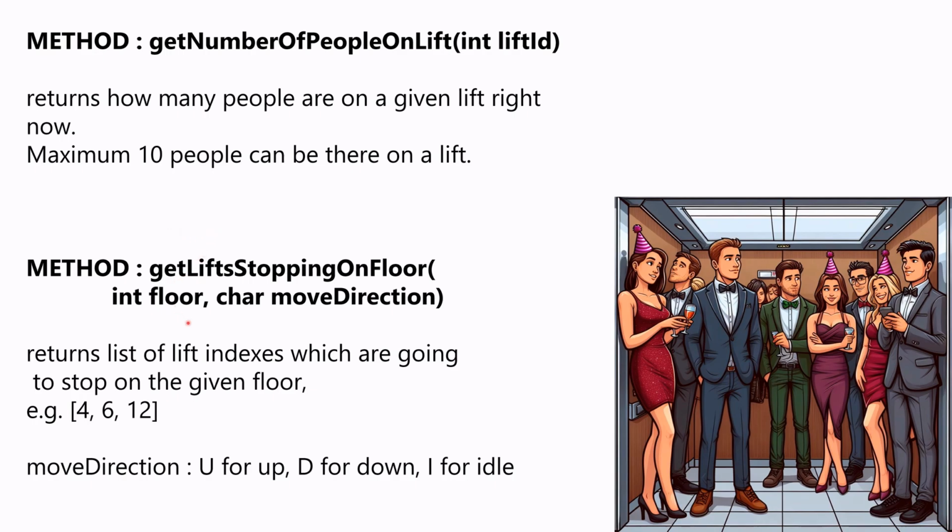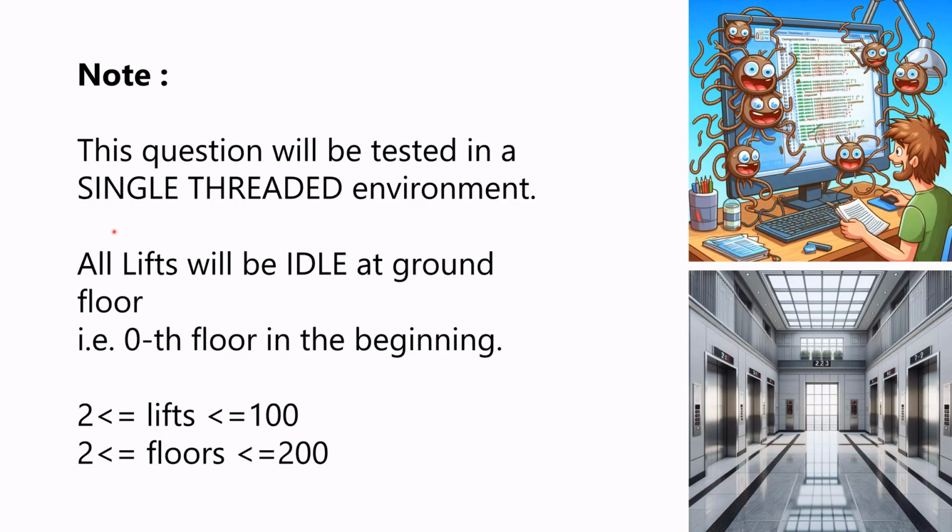The next method that we need to implement is getLiftsStoppingOnFloor. Basically it is used to show the user which lifts are going to stop on their floor and in which direction. The direction U is for up, D is for down and I is for idle. This question will be tested in a single-threaded environment, and in the beginning all the lifts will be idle on the 0th floor, and there can be at max 100 lifts and at max 200 floors.